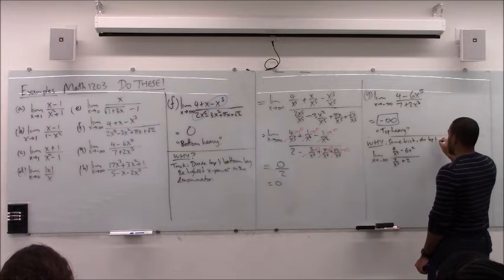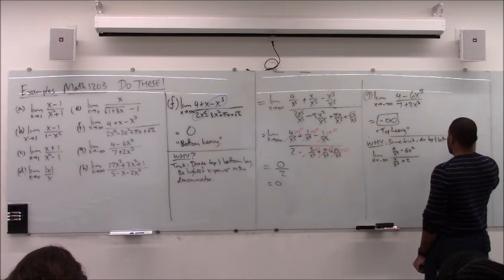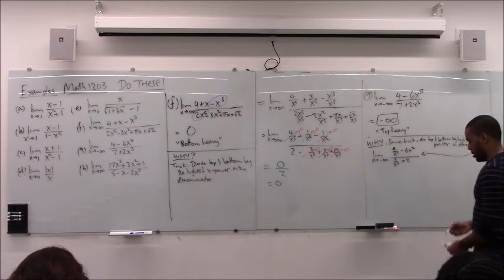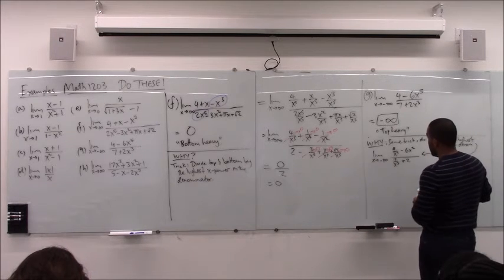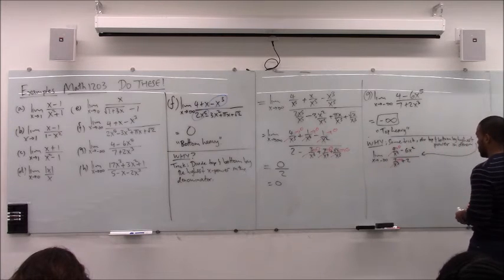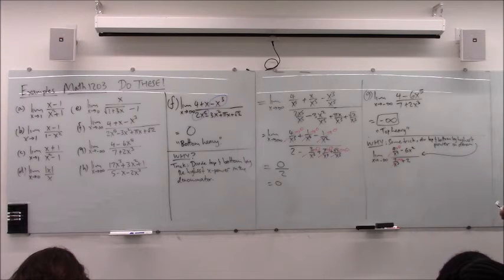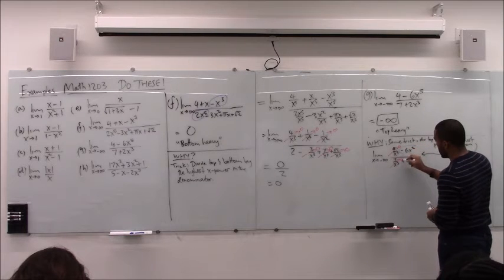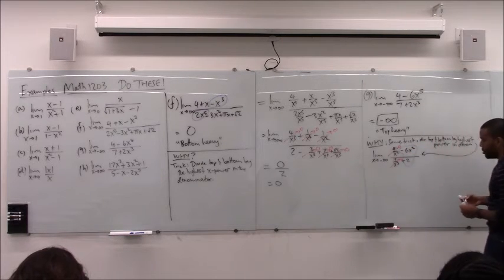Divide top and bottom by highest power in denominator. You will obtain that. You will notice again that these two go off to 0, which means pretty much the only thing of concern is going to be the minus 6x squared and the 2.